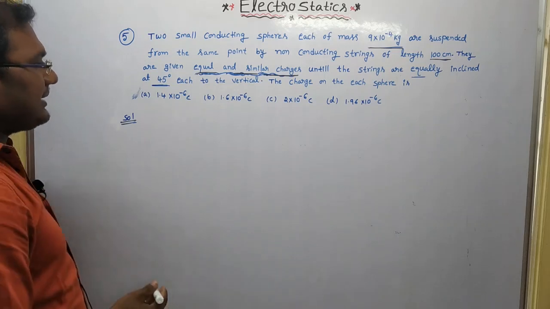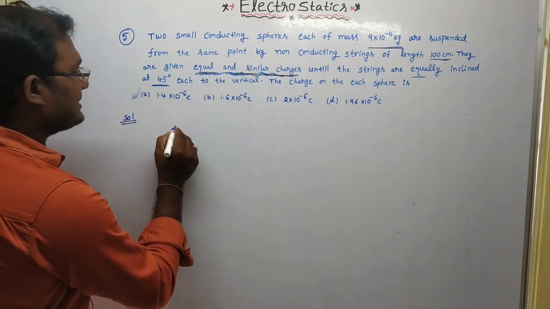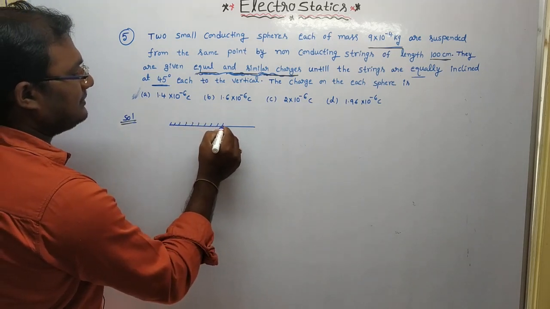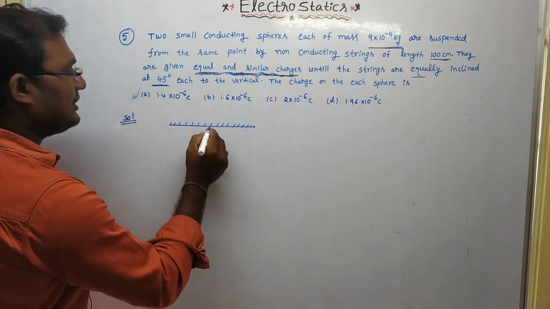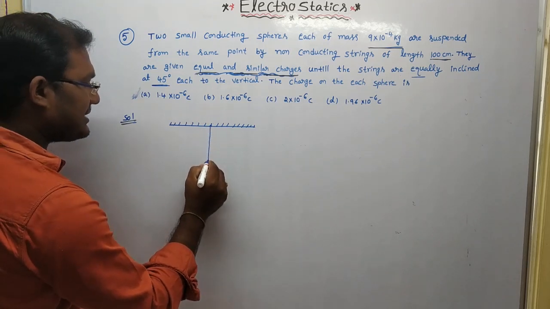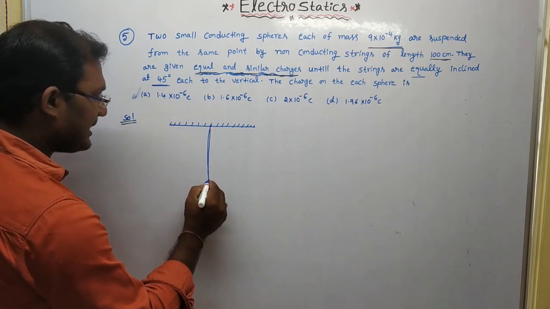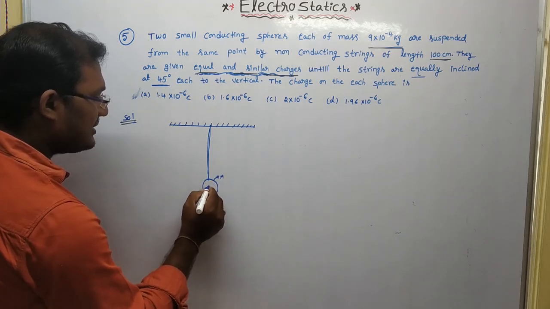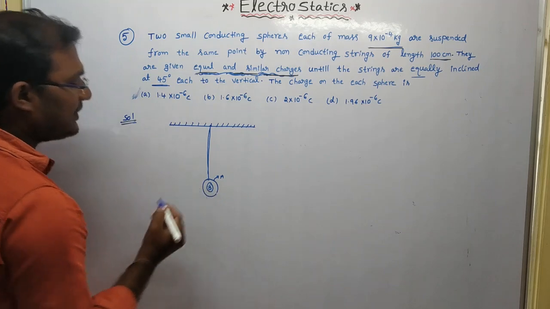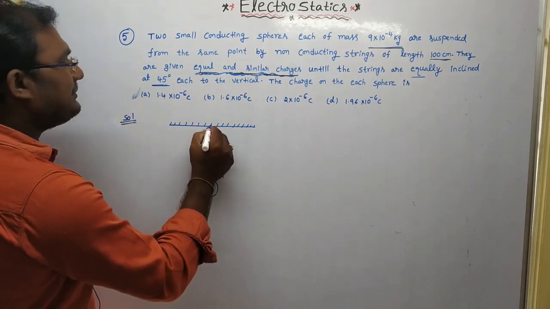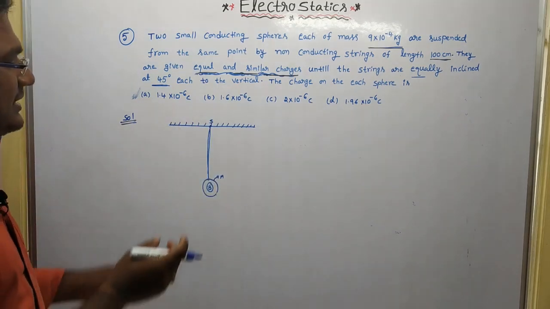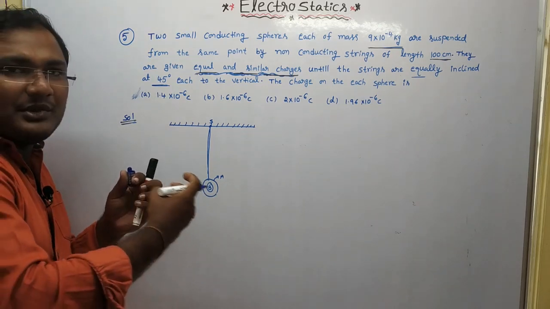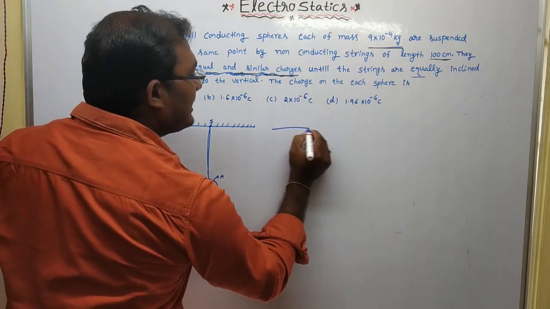Let us draw the diagram by the given conditions. This is the initial condition. The sphere A is here, sphere B also here. If we give them similar charge, the force of repulsion acts between them and they go apart from each other. The diagram will be like this.